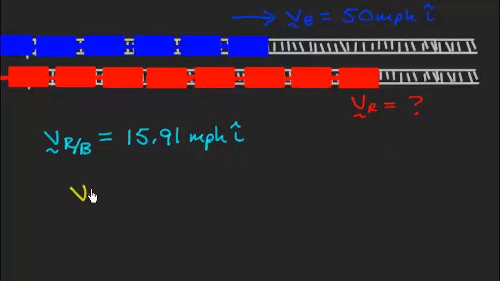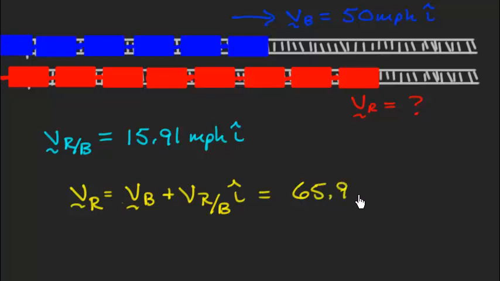Now let me go back to my original question. What was the velocity of the red train? Well, I hope you can think about what this means. We know that the velocity of the blue train was 50 miles per hour. The velocity of the red train was 15.91 miles per hour faster. So to get the velocity of the red train, I would just simply take the velocity of the blue train and add in the velocity of the red train relative to the blue train, right? So that should give me 65.91 miles per hour to the right.